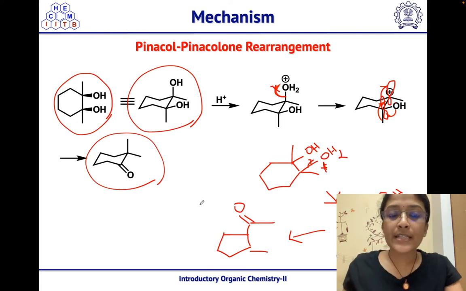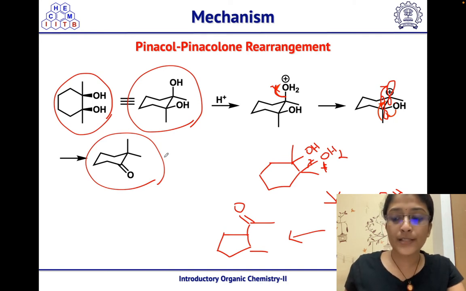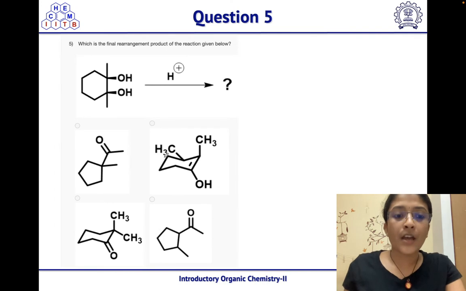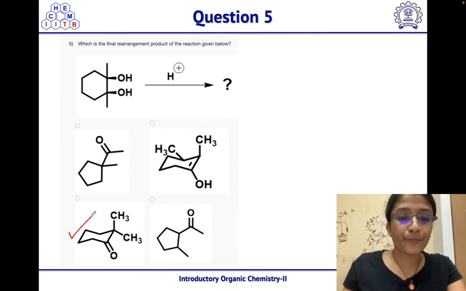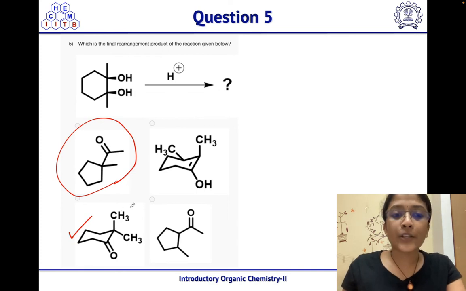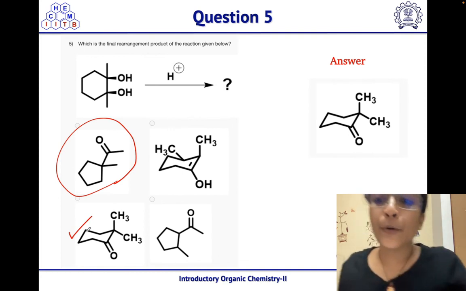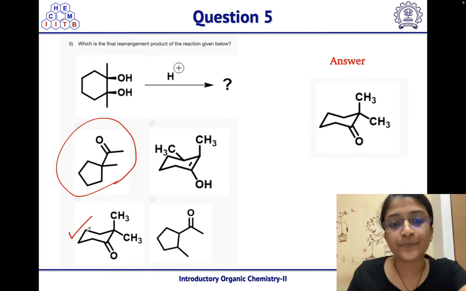So we are solely getting this substituted cyclohexanone as the major product. Out of these four options, the correct option will be option C. As we have seen, there was a possibility for formation of this five-membered ring, but because of that orbital interaction criteria, we are solely getting the cyclohexanone. So this is the product that is formed in this reaction.